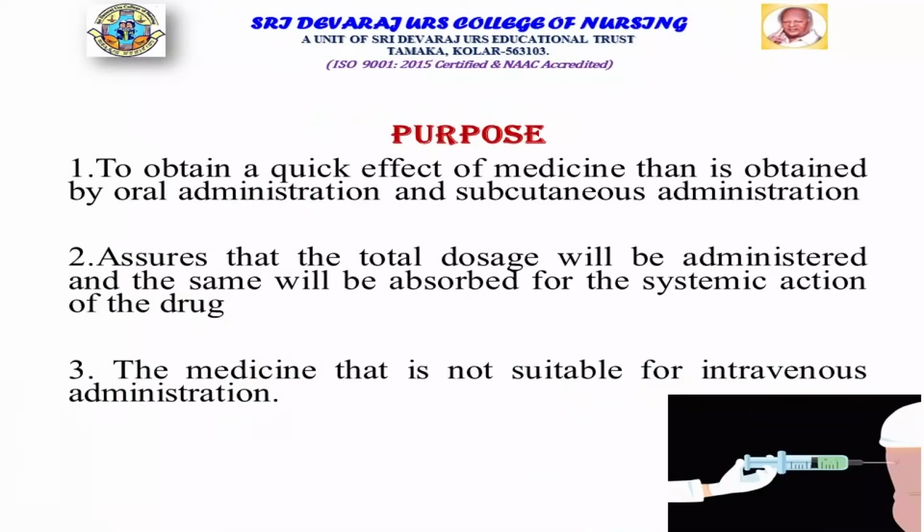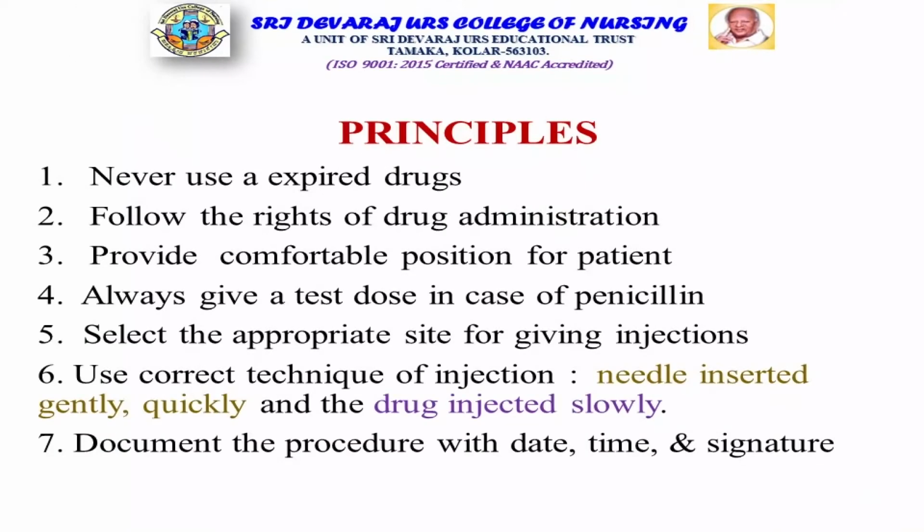What is the purpose of providing an intramuscular injection? To obtain a quicker effect of medicine than is obtained by oral administration and subcutaneous administration. By providing an IM injection, it assures that the total dosage will be administered and absorbed for systemic action of the drug. Medicine which is not suitable for intravenous administration can also be provided by IM injections.